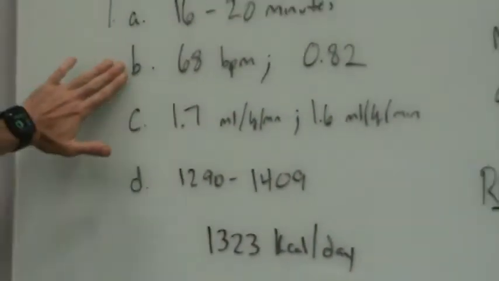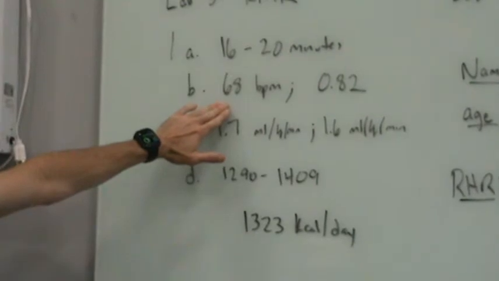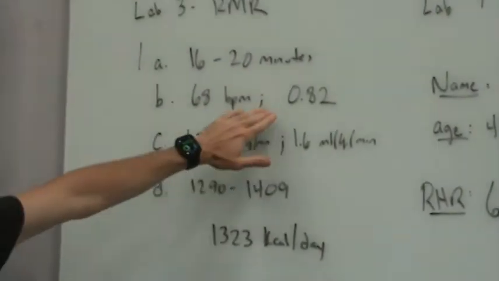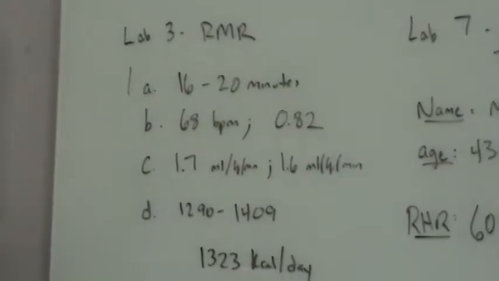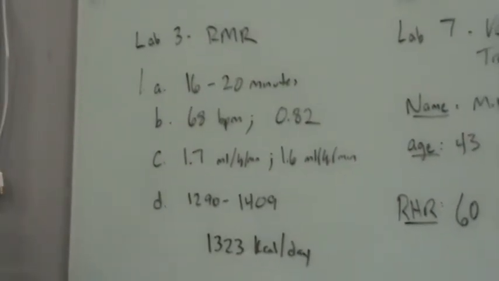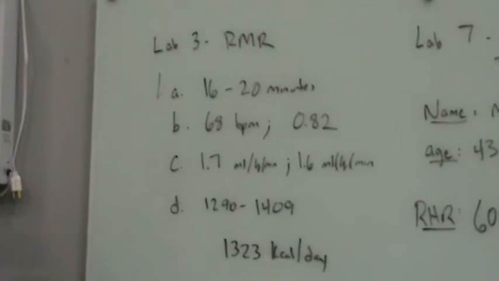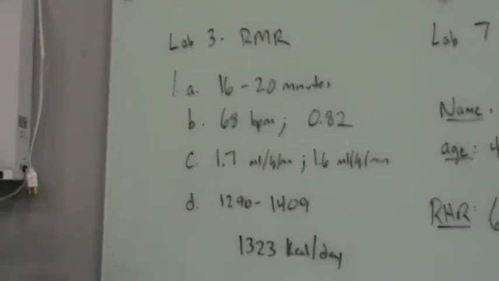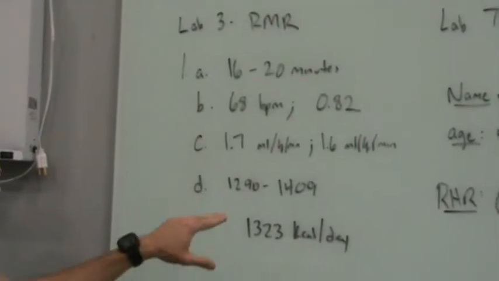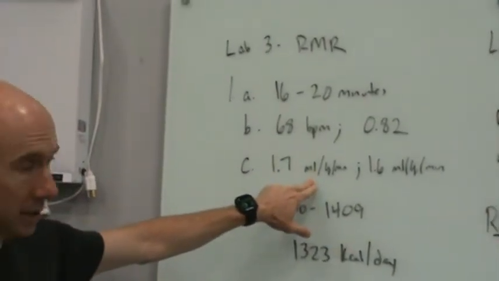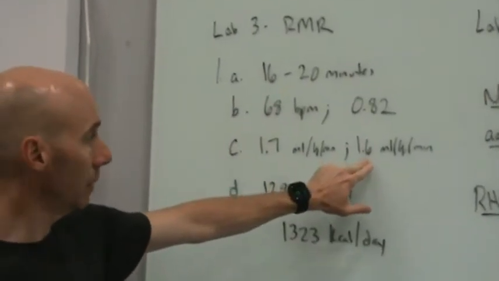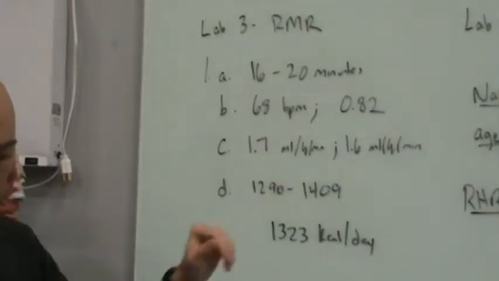The lowest heart rate during that period was 68 beats per minute. The lowest respiratory quotient was 0.82. We then looked at what the lowest VO2, oxygen consumption, and VCO2, CO2 production, were during this period. And we got 1.7 ml per kg per minute for oxygen consumption, and 1.6 ml per kg per minute for CO2 production.